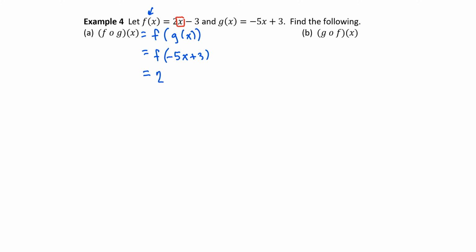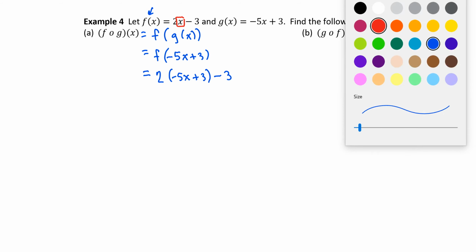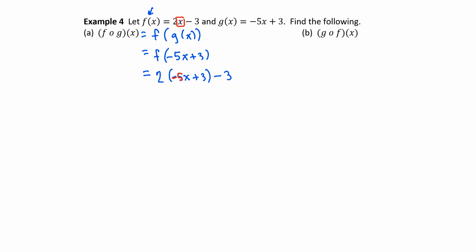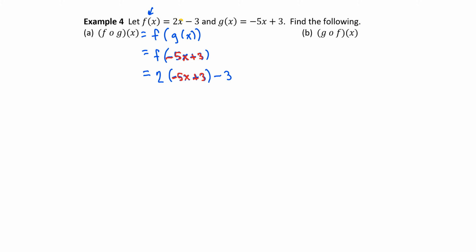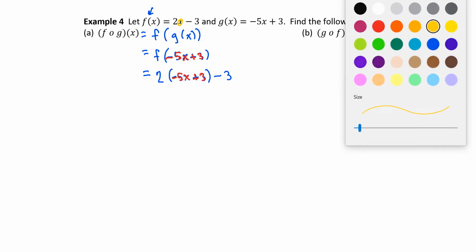So we're going to get 2 times. Now, here comes my box. I'm putting negative 5x plus 3 in the box, minus 3. Okay? So let me do it in red. My argument that I had here is getting plugged into this red box, and I'm applying the operations to that new argument. So just for a minute, look at the function f of x. Okay, f of x says 2 times something minus 3, right? And what do I have in my evaluation? 2 times something minus 3. So I've got the same details, but a different argument.